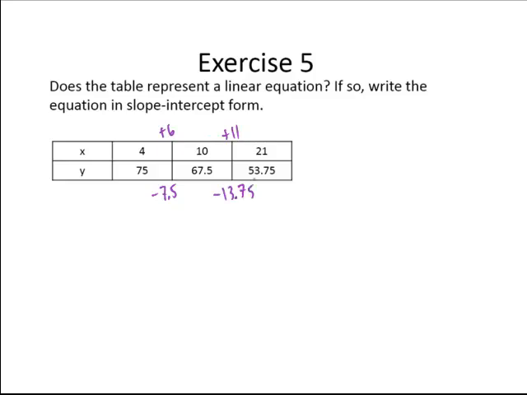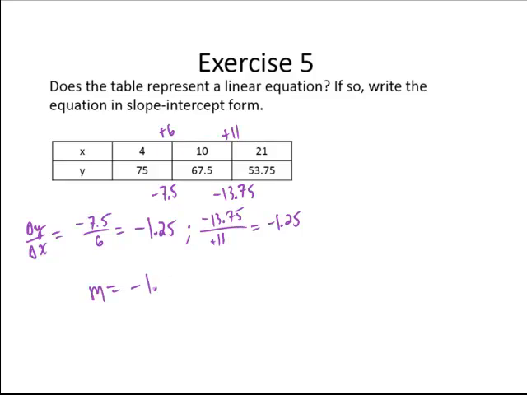Let's check and make sure that the delta y over delta x comes out the same. Delta y over delta x is negative 7.5 over 6, which is negative 1.25. Use a calculator if you need to. Checking the other delta y over delta x, we have negative 13.75 over 11, and if you check this on your calculator, we have negative 1.25. So our m is negative 1.25.